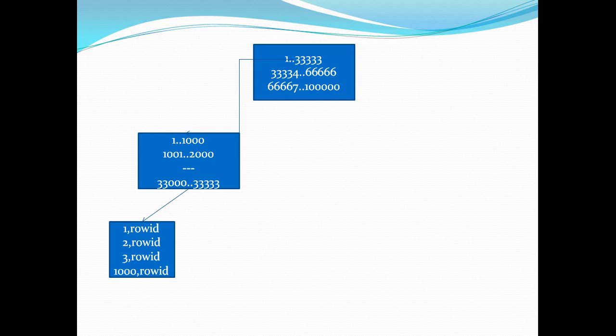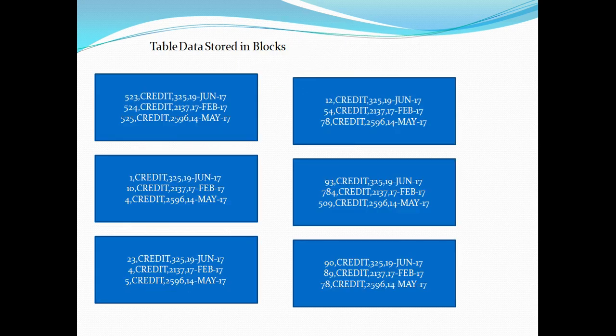But there is a challenge associated with this. As I mentioned, in my index the data is being stored in a sequential manner in terms of transaction ID. But that's not the case if we see our transaction table. The data is being stored here randomly in blocks. So we don't have 1, 2, 3 transactions in a single block. If you see here, we have 12, 54, 78 in a single block, 93, 784 and 509 in one block. So this data is not stored sequentially in terms of transaction.